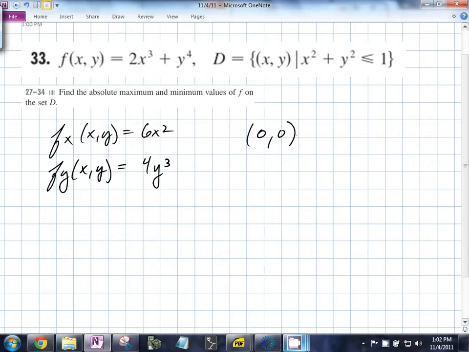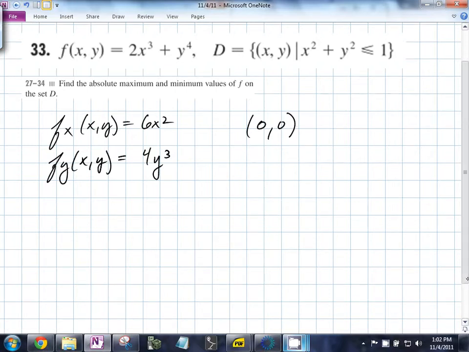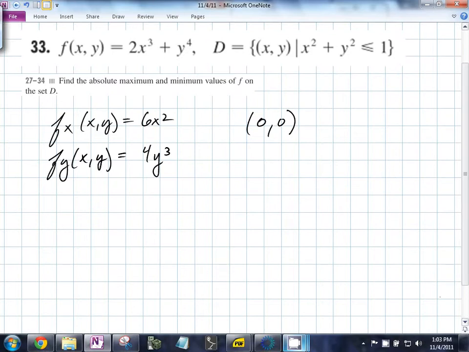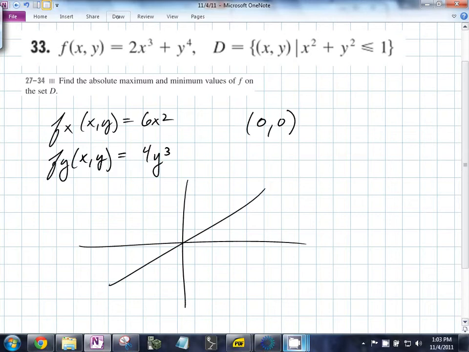There's our critical value. It's defined everywhere. The fun part is we have to sketch the boundary in some way. So what are we really looking at? Our domain on the xy is really just this. So you can draw a cylinder. So essentially the question is, what's the path along that cylinder?